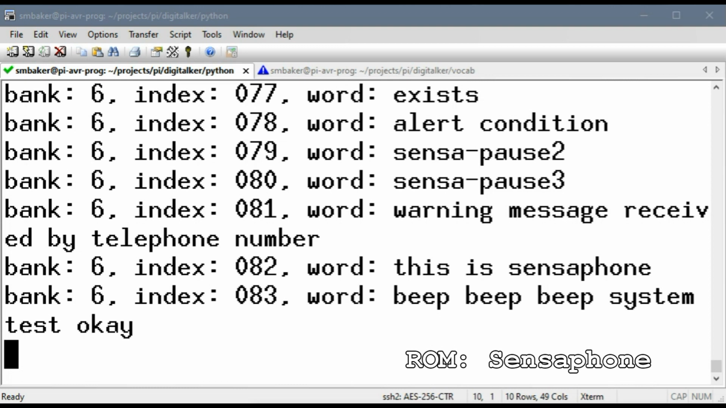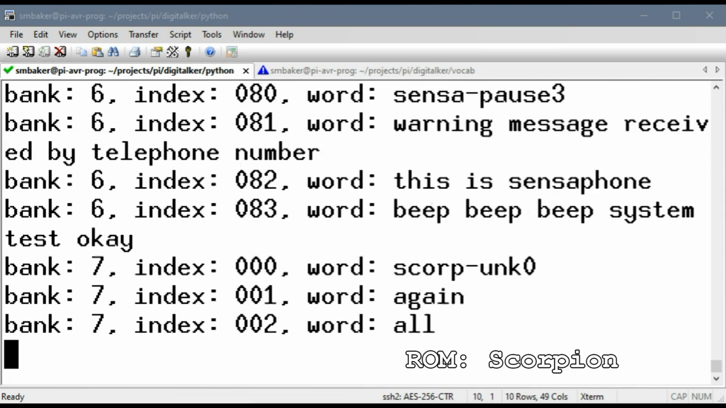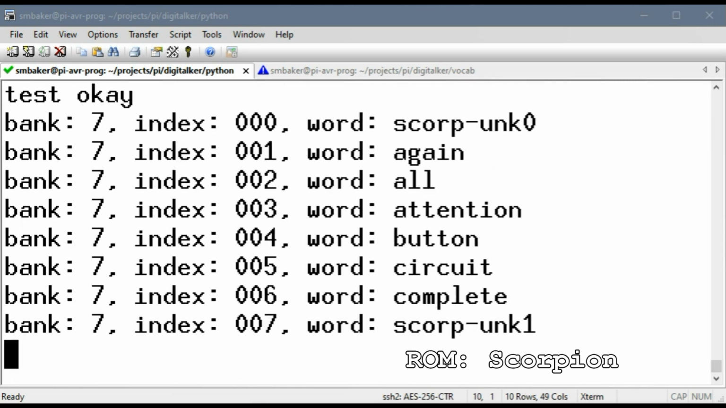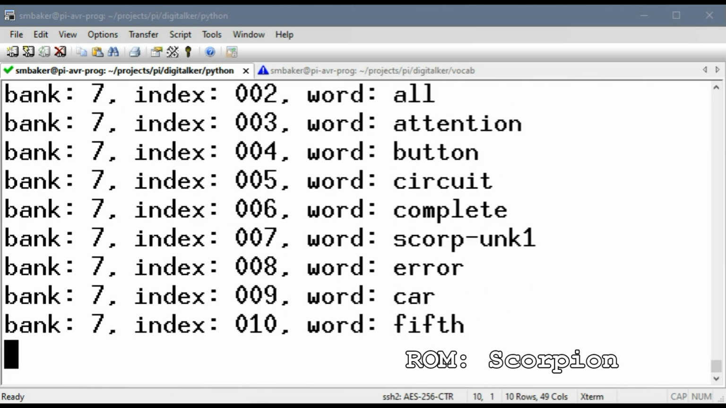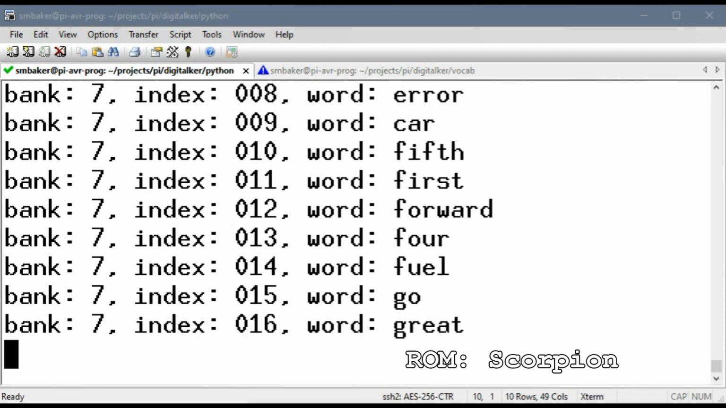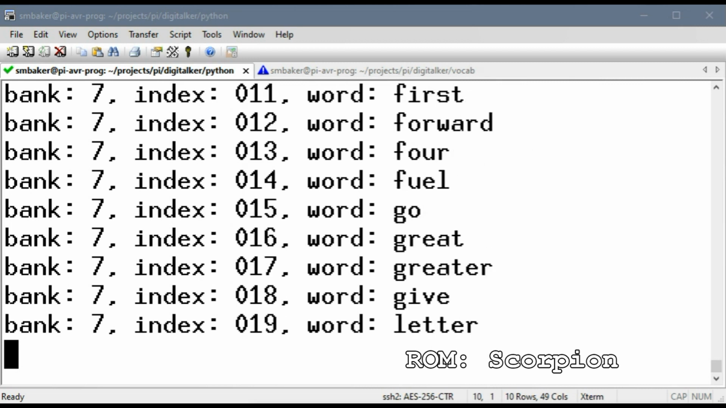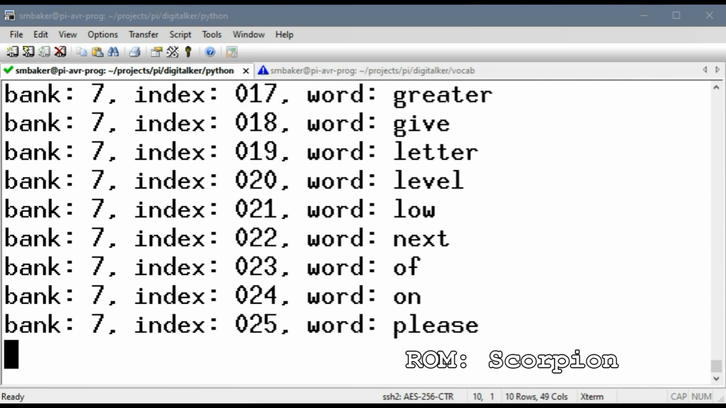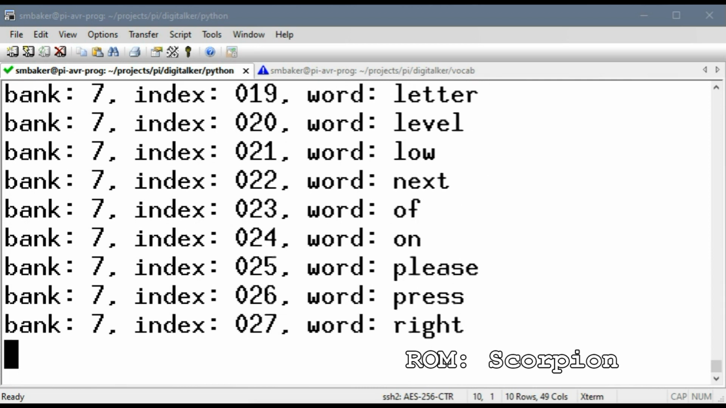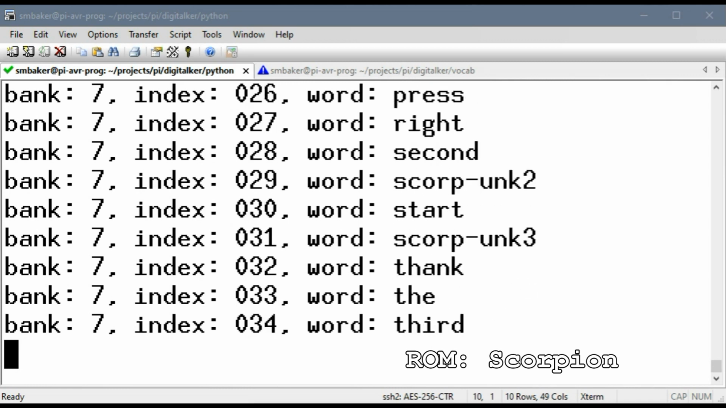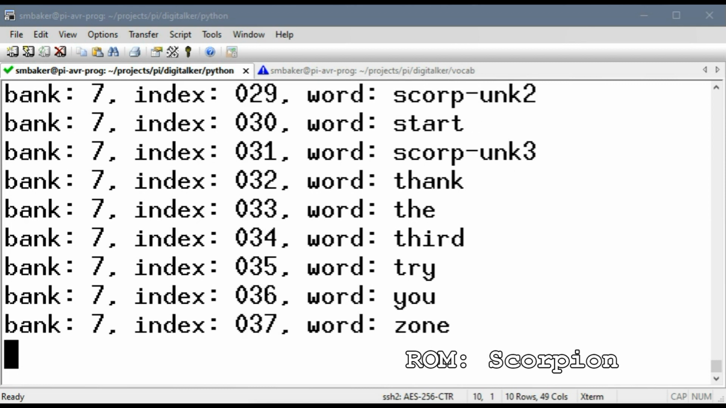System test. Okay. Again. All. Attention. Button. Circuit. Complete. Error. R. Fifth. First. Forward. 4. Fuel. Go. Rate. Greater. Is. Lesser. Level. Low. Next. Of. On. Please. Press. Right. Second. Start. Thank. Third. Try. U. Zone. S.